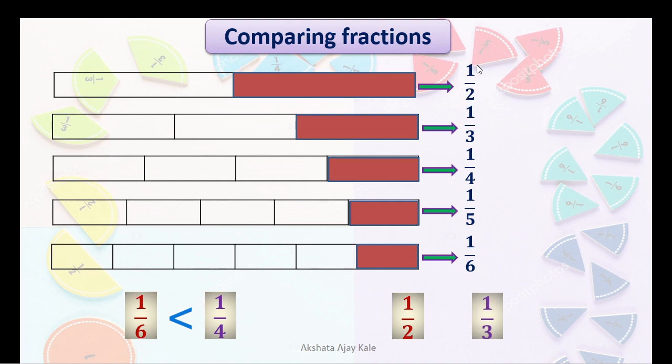Next one is 1 by 2 and 1 upon 3. See, this is 1 upon 2, means only 2 parts are there and 1 part is colored. And 1 upon 3, 3 parts are there and 1 part is colored. Which is larger one? Yes, this one. We can see the colored portion here and here. Compare these two. Easily we can say that this has more area compared to this area, isn't it? So half, 1 by 2 means half, is greater than 1 upon 3, right?